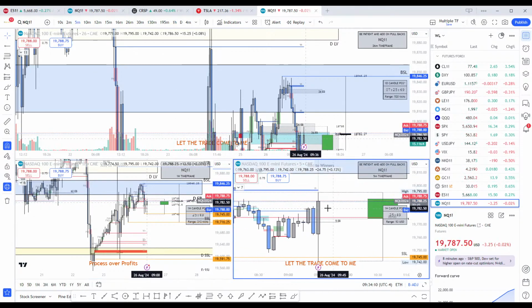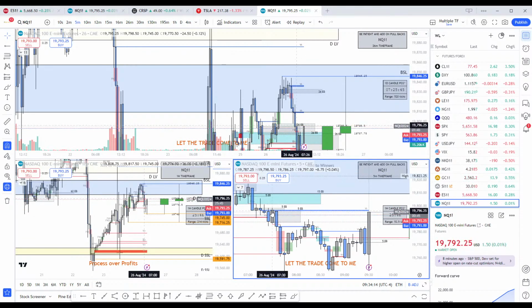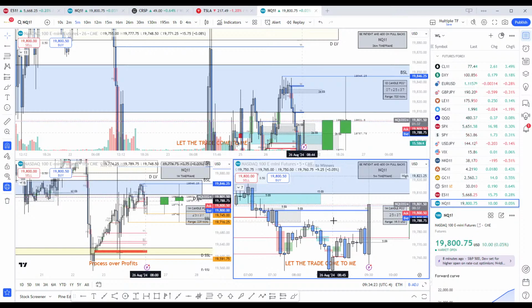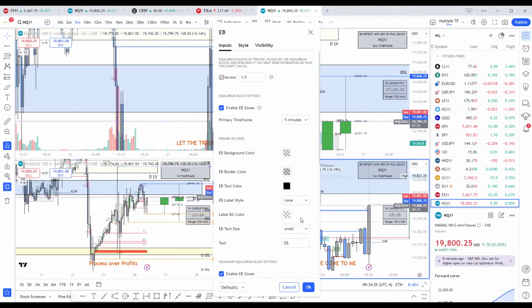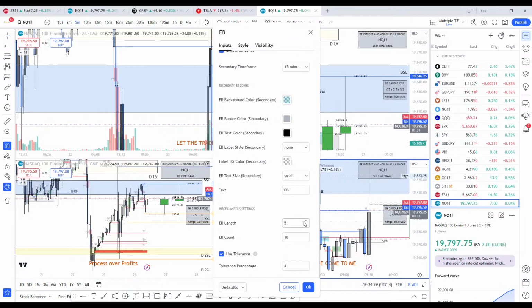Based on a 5-minute time frame, what do we need to see? We need to see it close over this 5-minute equilibrium block, close over this high, and we see more upside. Watching 772, 915. Okay. Let's extend these a little bit further to the right.